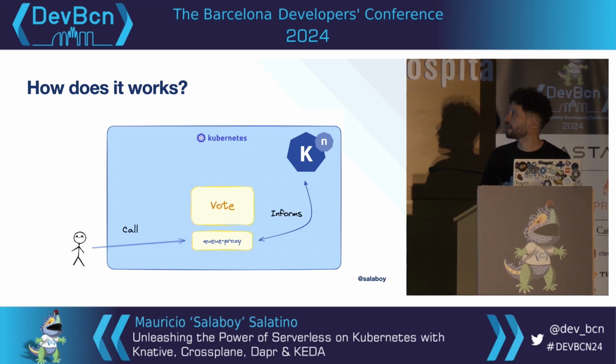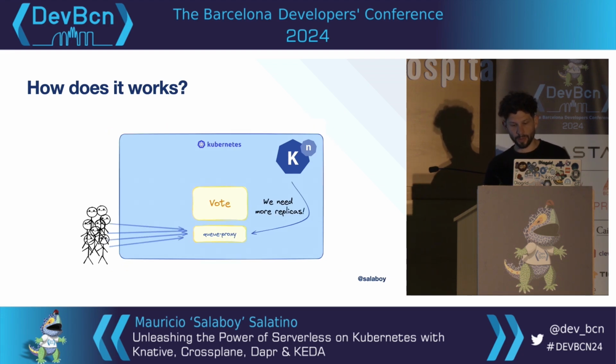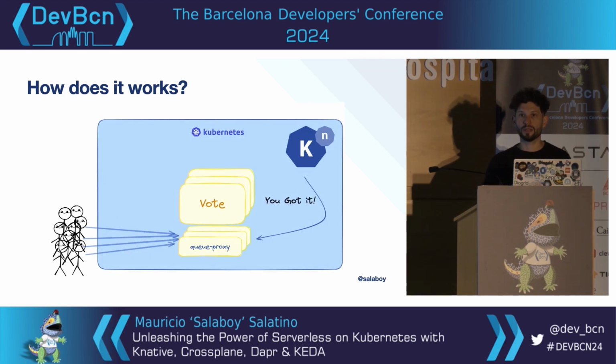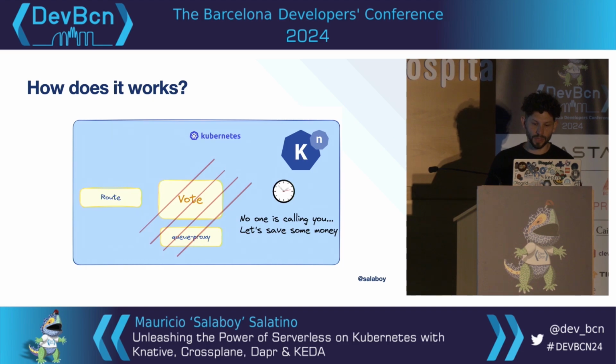But the basic functionality is that it's going to route the request to your application, and the kubeproxy will inform the Knative control plane about the requests. If you have a lot of people calling your application, the kubeproxy will tell the control plane, hey, we need more replicas, and more replicas will be created. And because there are multiple replicas, that means multiple kubeproxies, so there is something load balancing on top of this as well.